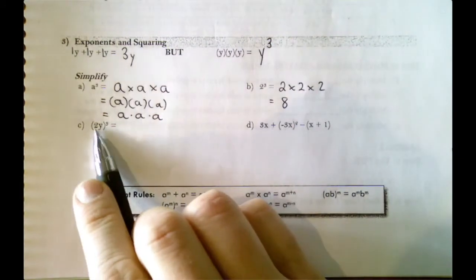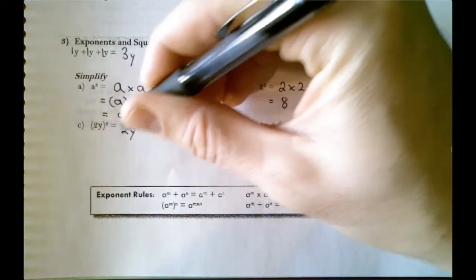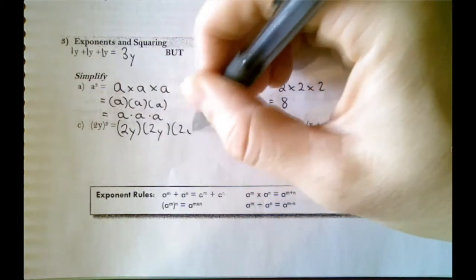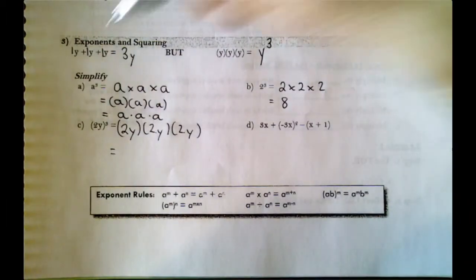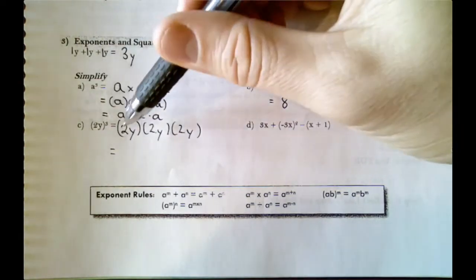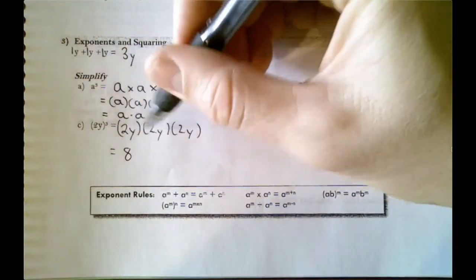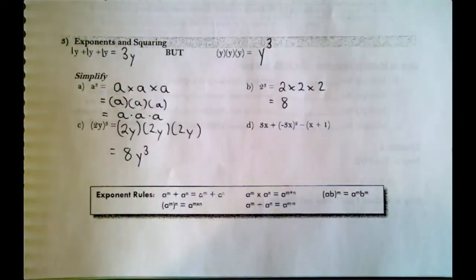What about 2y cubed? Well, that would just be 2y times 2y times 2y. And since we're multiplying, we can multiply in any order, so I'm going to multiply all the 2's first. 2 times 2 times 2 is 8. y times y times y, well that's 3 y's. That's y cubed.